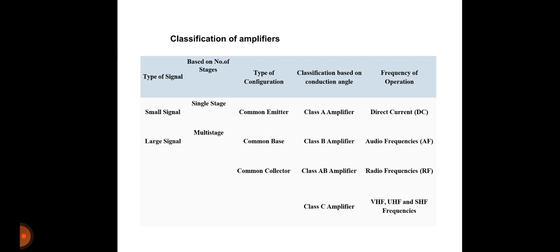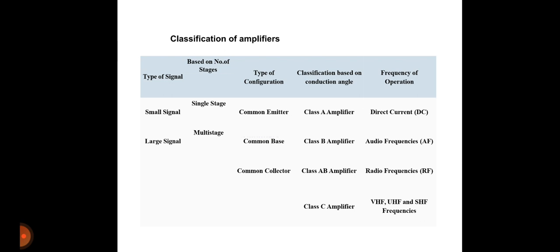Based on its output, we have two types of amplifiers, voltage amplifier and power amplifier. In voltage amplifier, it increases the voltage level of the input signal. In power amplifier, it increases the power level of the input signal. Power level means it increases both the parameters, voltage and current.